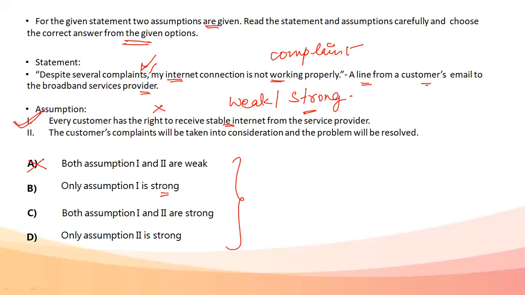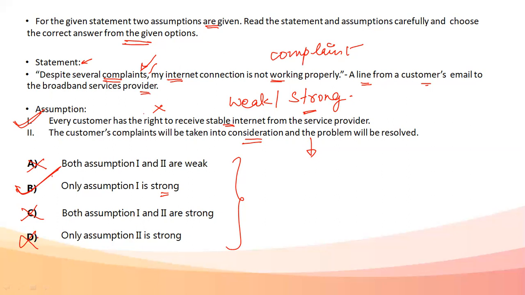Okay, let's look at assumption two. Assumption two is the customer's complaint will be taken into consideration and the problem will be resolved. But when you look at the statement, it is saying that despite several complaints, that means the person was complaining again and again, but still his problems were not solved. So this second assumption is actually a weak assumption, it is not a strong assumption. So this answer is also wrong, that both assumption 1 and 2 are strong. This is wrong. Only assumption 2 is strong. Right now, we said assumption 2 is a weak one. So my answer becomes option B.